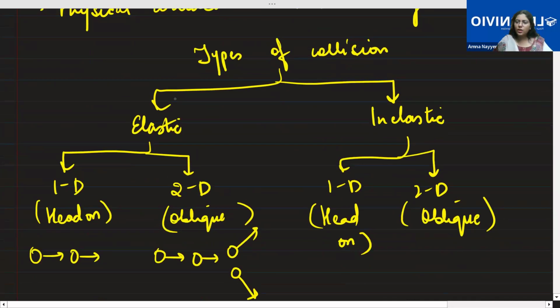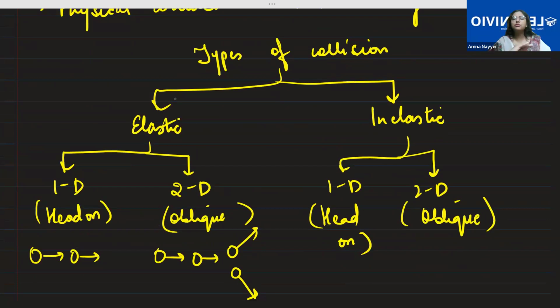You have elastic collision and inelastic collision, and both of them are possible for one-dimensional motion and two-dimensional motion also. Head-on collision means in one dimension, where the bodies either collide from opposite ends, or both are moving and one overtakes the other and collides. That is the possibility in elastic and inelastic, both in 1D. What's the difference between elastic and inelastic? That I'll tell you. But majorly, head-on collision is this.